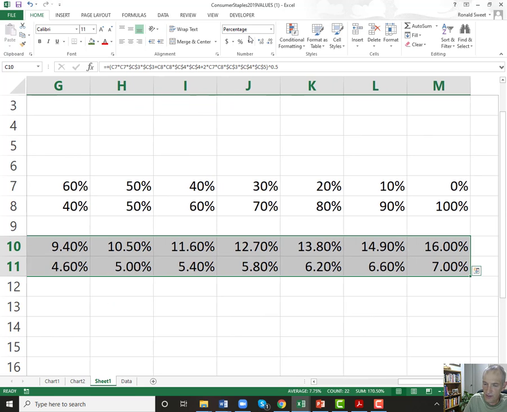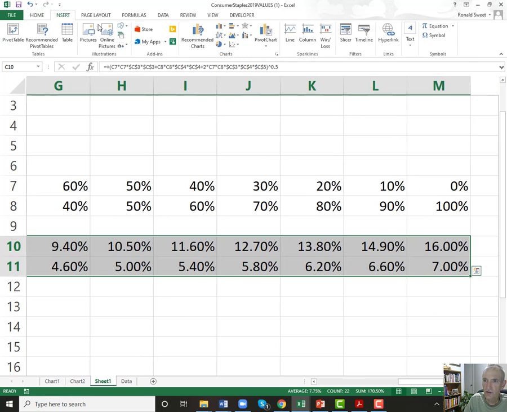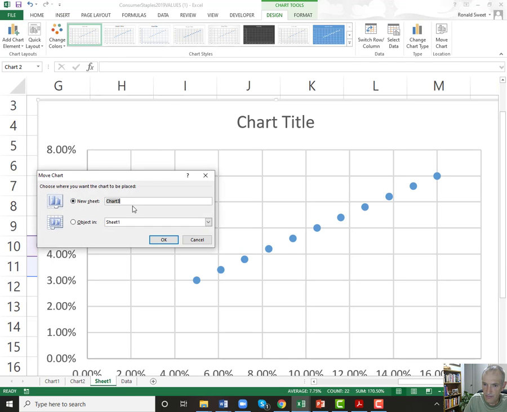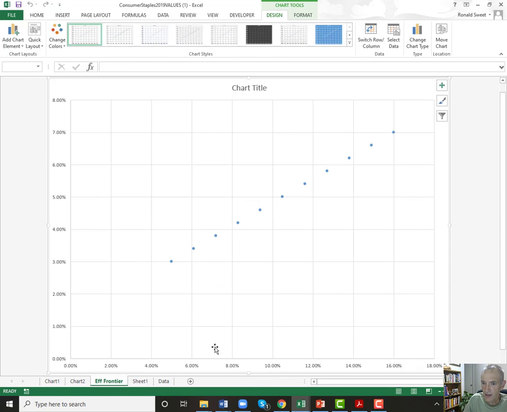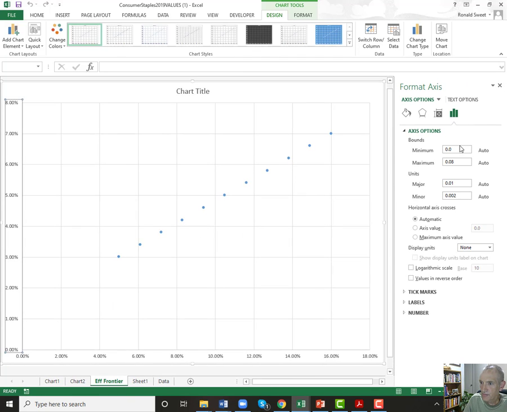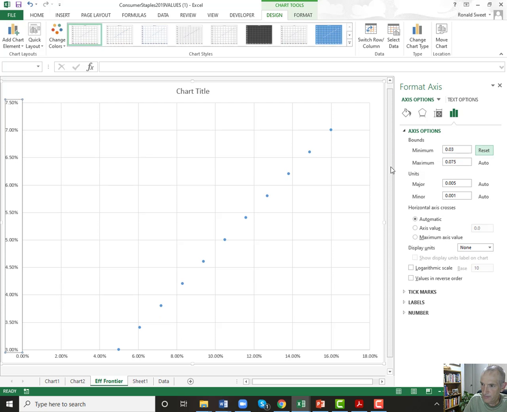Now let's graph these two things. When you graph this is the efficient frontier, you always put risk first, return second, because you're going to do an XY graph. So when we do an XY graph, I'm going to move this to its own chart. Efficient frontier. And you notice I'm going to change our axis a little bit. Change it to a minimum is 4%. Oops, not 4. Minimum of 3.